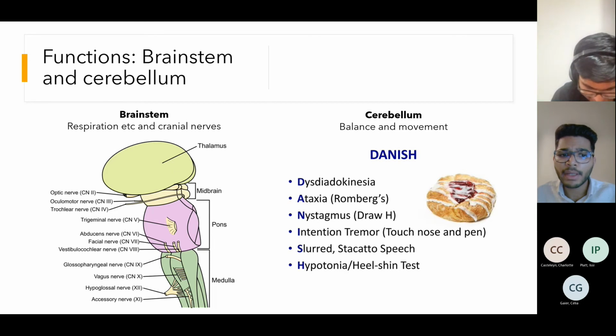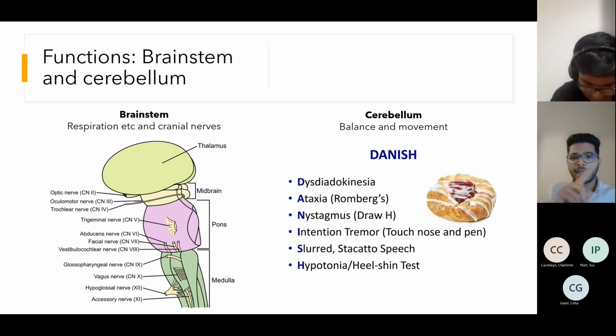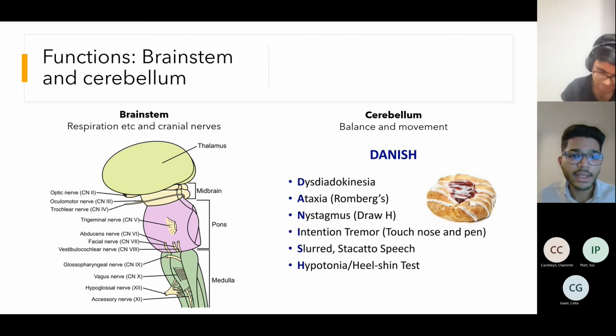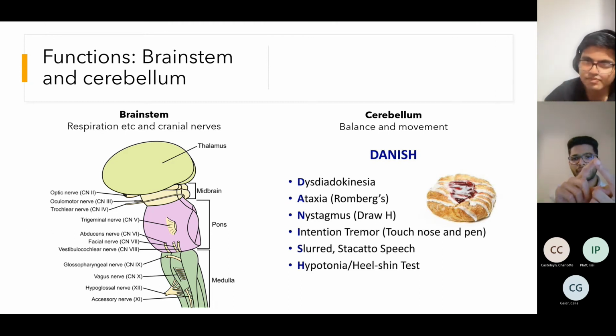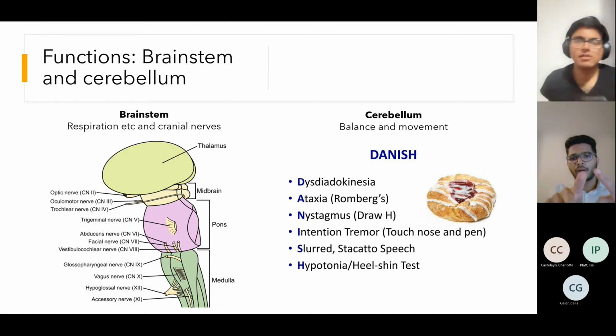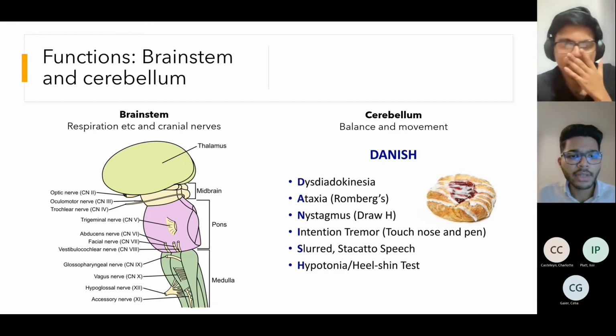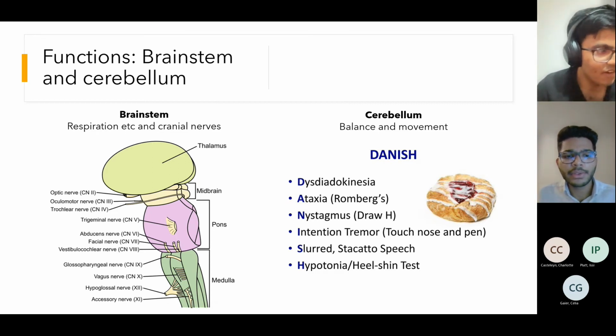You get nystagmus, so rapid eye movements, and that's why you do the H test in your cranial nerve exam, because you're looking for, first of all, eye movements, and secondly, any nystagmus. You get an intention tremor. So if you ask them to touch your finger and then touch their nose, then they get an intention tremor and maybe some past pointing as well. Slurred staccato speech and hypotonia.